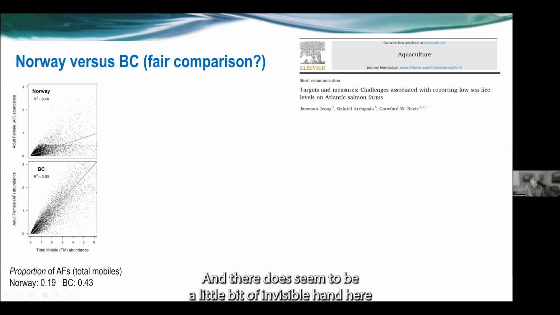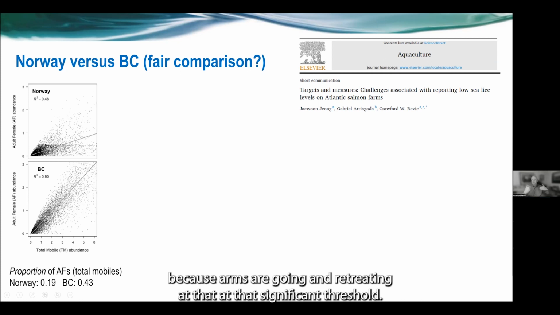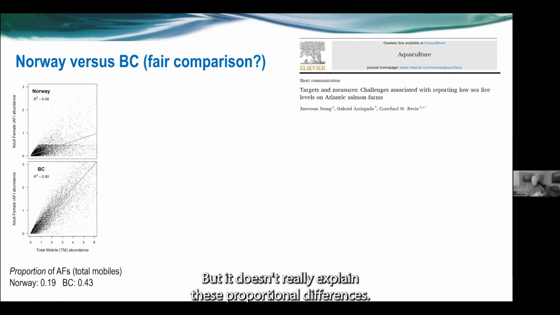And there does seem to be a little bit of an invisible hand here holding that line down. It could, of course, be that in Norway, because they have to treat more rigorously, this is a consequence of lots of treatment. And therefore, we're getting this kind of flatlining because farms are going in and treating at that significant threshold. But it doesn't really explain these proportional differences.